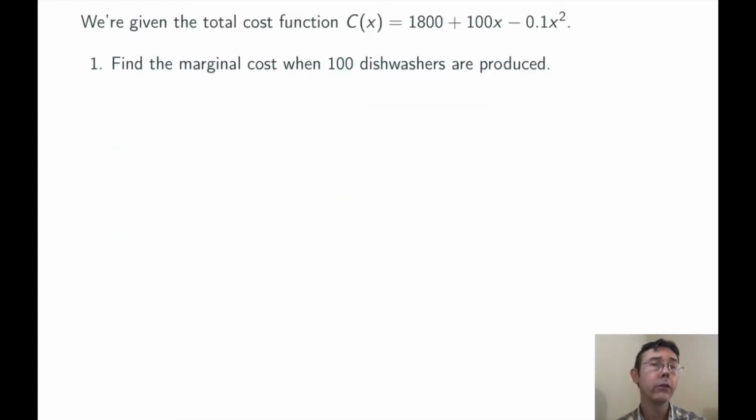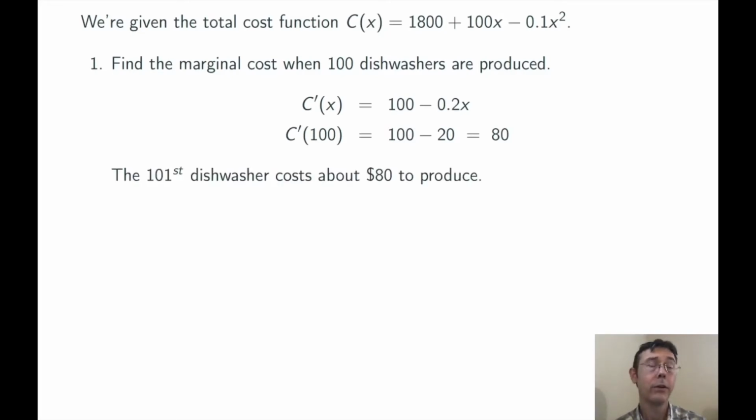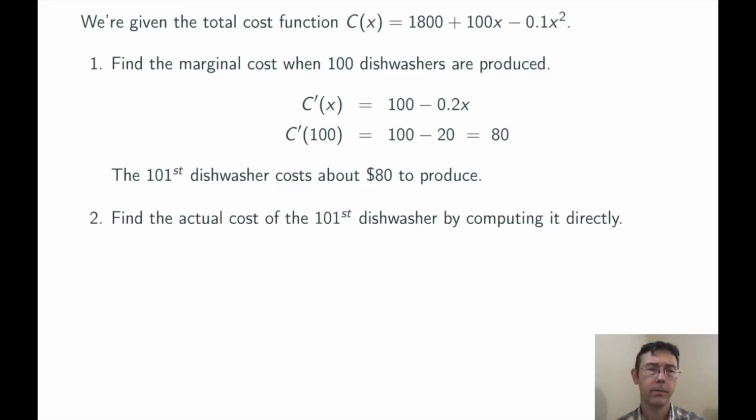First of all, let's just compute the marginal cost when 100 dishwashers are produced. Here, I take a derivative, I get 100 minus 0.2x. And I can evaluate that at 100 to get the marginal cost when 100 dishwashers are produced. Here, $80. We interpret that to mean that the 101st dishwasher is going to cost about $80 to produce.